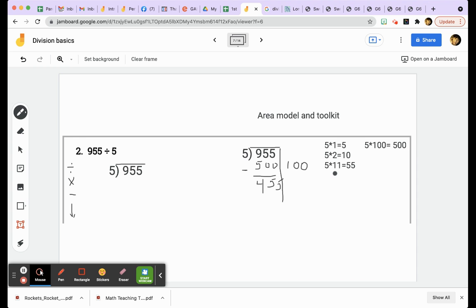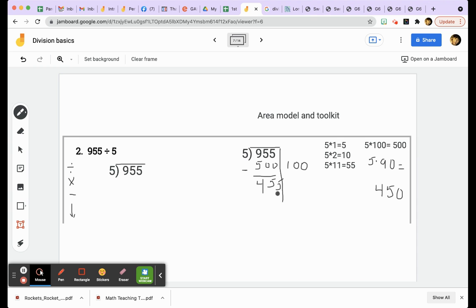And I'm also going to think if I have 5 times 90. Five times 90 would be 450. So you can always add to your toolkit if you think, that might help me out a little bit.